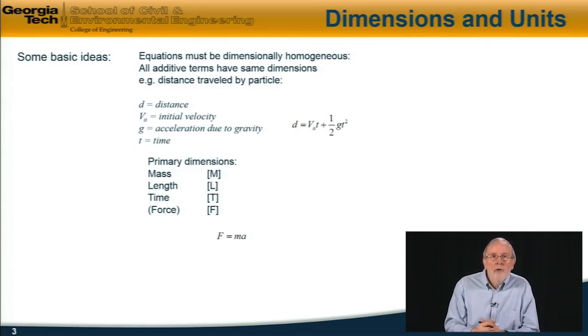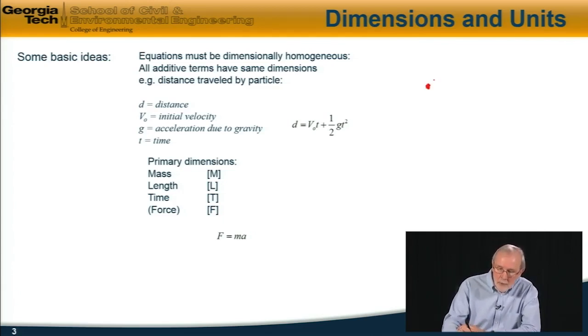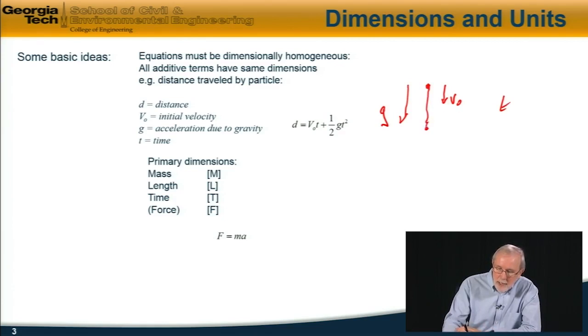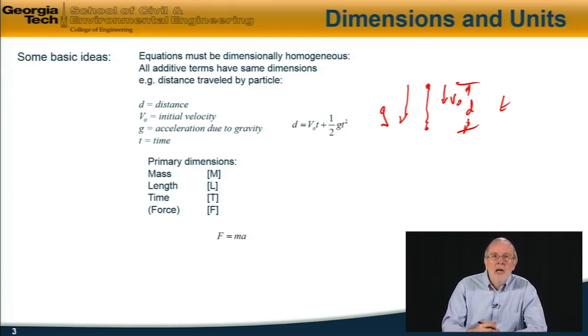And the first thing that's important, of course, is that any physically realizable equation must be dimensionally homogeneous. And what that means is that all additive terms in an equation must have the same dimensions. To give a simple example, consider the distance traveled by a particle. Let's suppose I have a particle which starts out here, and it's moving downwards at some velocity v0, and we'll suppose that it's subject to gravitational acceleration of magnitude g. After some time t, let's suppose that this particle has fallen a distance d, and the question is, what is the relationship between the distance d and time?